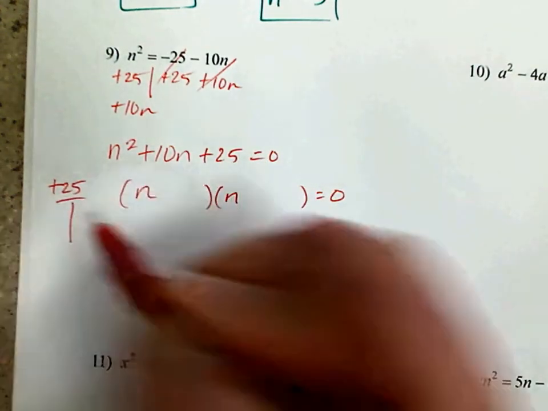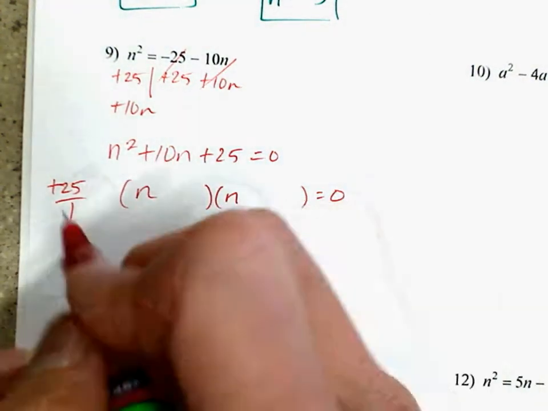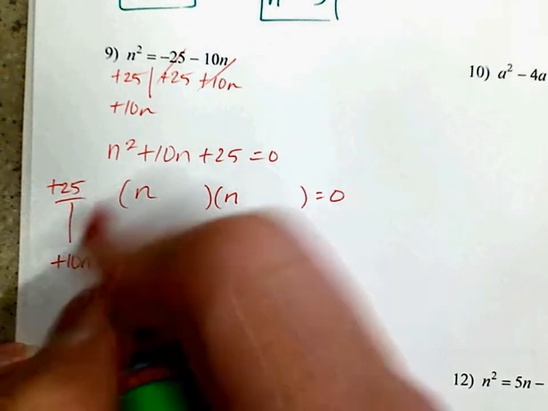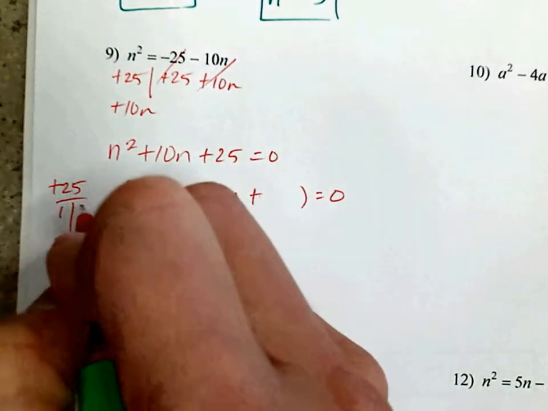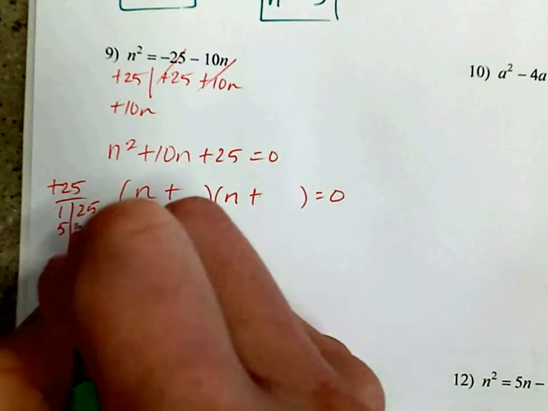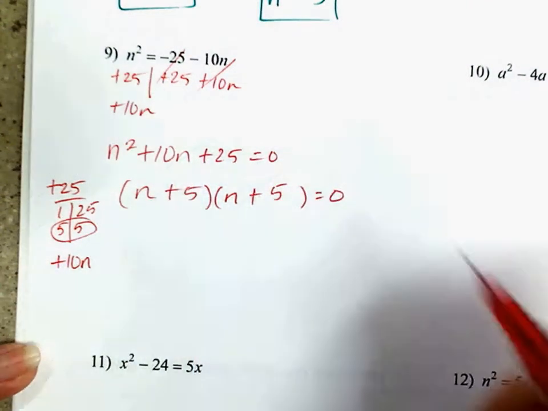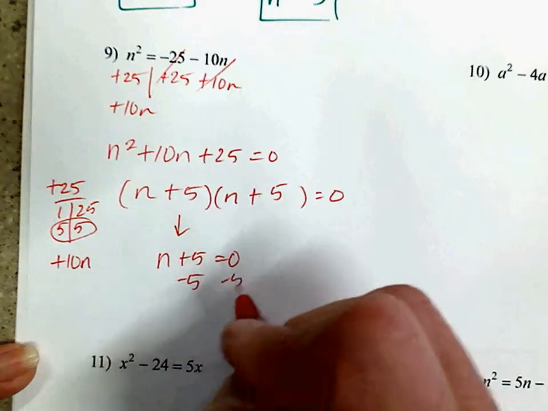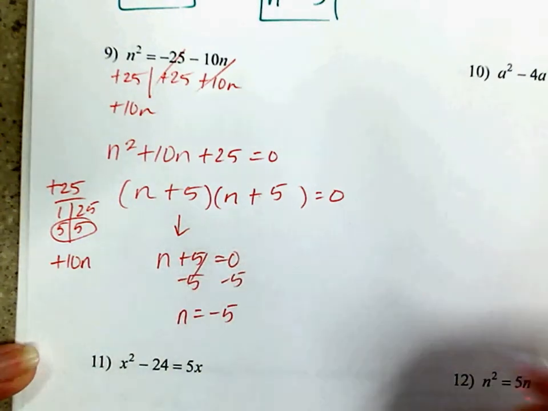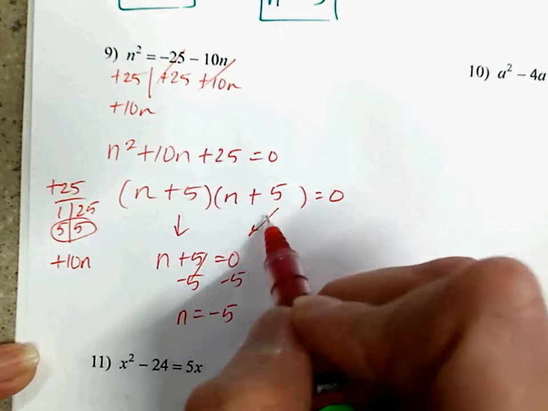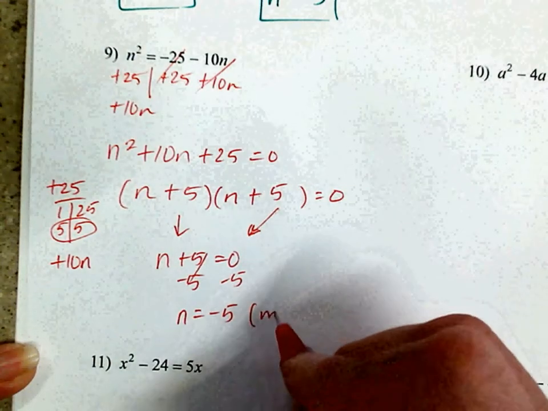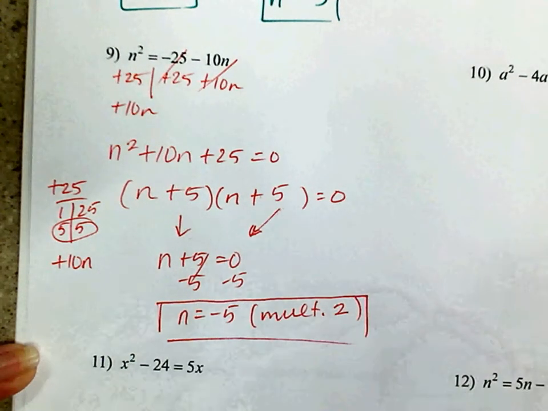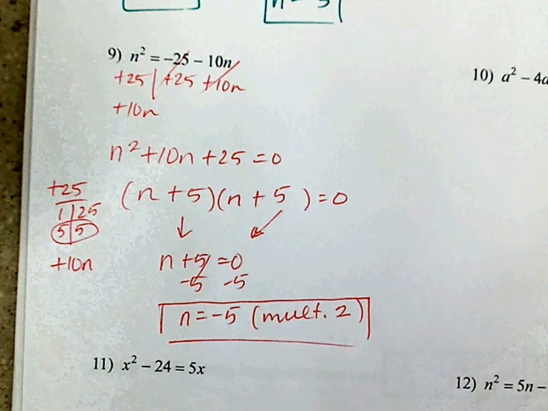So I'm going to add what two numbers multiply to give 25, and it's going to add to give you 10. Now positive, positive, so both of these have to be positive. 1 and 25 does not, 5 and 5 does. Okay. Set each of these equal to 0. Minus 5, n is equal to negative 5. Now, they're exactly the same, so you're going to do it twice. So this one has a multiplicity of 2. That means you're going to hit negative 5, and it's going to bounce right up on the x-axis.